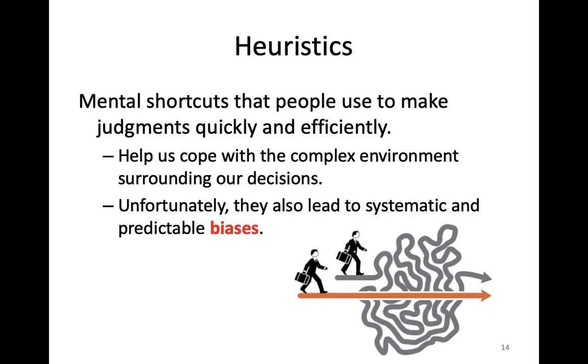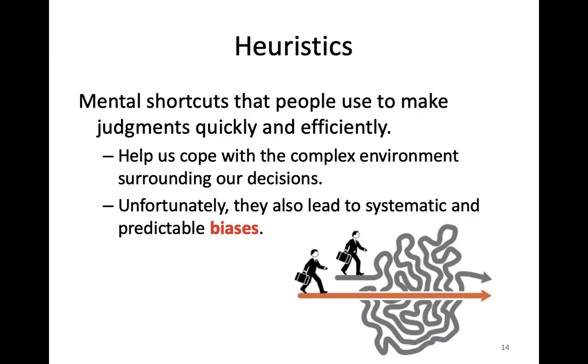Now, part of our System 1 thinking involves the use of heuristics. Heuristics are mental shortcuts that people use to make judgments quickly and efficiently. Heuristics are very functional in that they help us cope with the complex environment surrounding our decisions. Most of the time, they're very functional and they serve us very well. Unfortunately, they also lead to systematic and predictable biases.